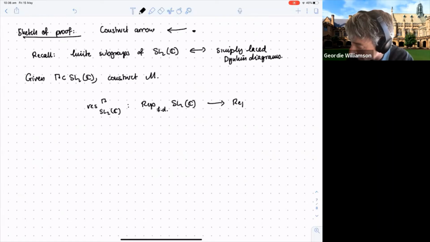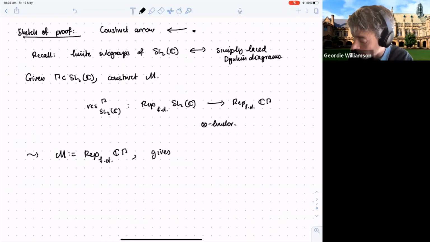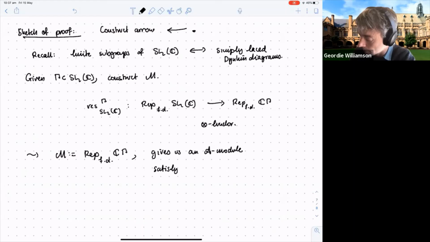So we can consider the restriction functor to this subgroup, and this gives us a monoidal functor. You know, restriction is a tensor functor. And so if we set M to be rep finite dimensional C gamma, this gives us an A module. I'm just using the categorical analog of the statement that if I have an algebra homomorphism from A to B, then B is an A module. This gives an A module satisfying our conditions.